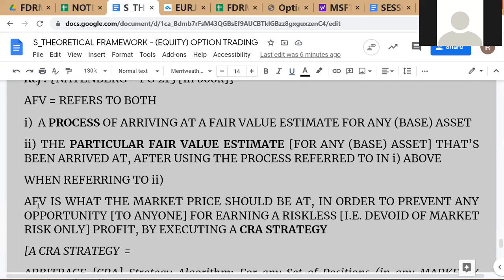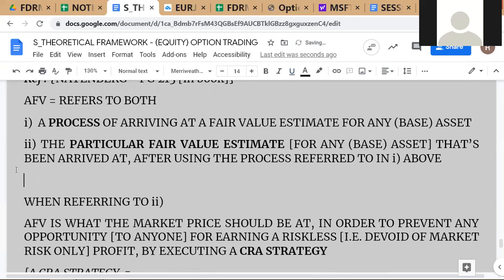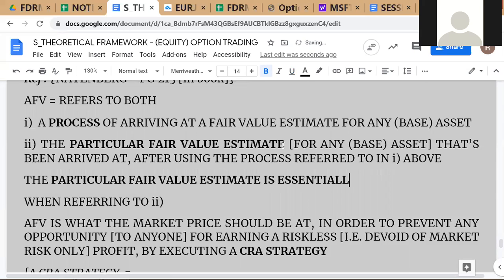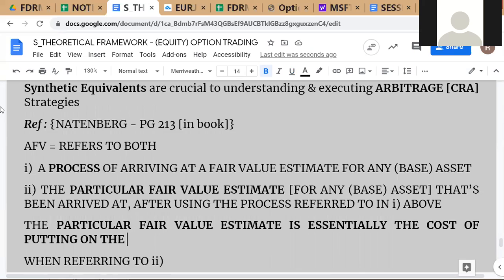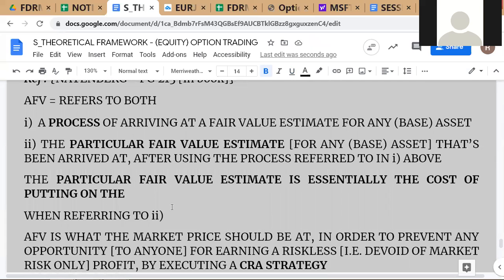Let's clarify this even more, so that there is no confusion. What is the fair value estimate? The fair value estimate is basically the cost of putting on the synthetic equivalent position.